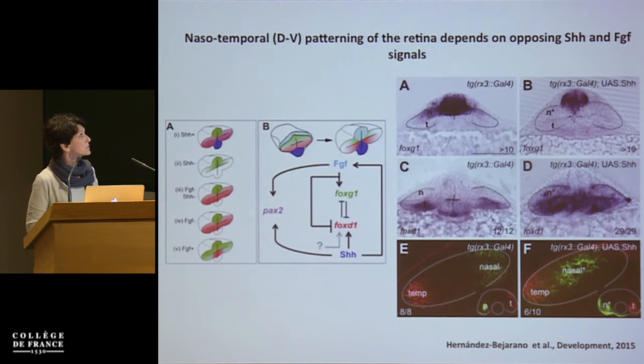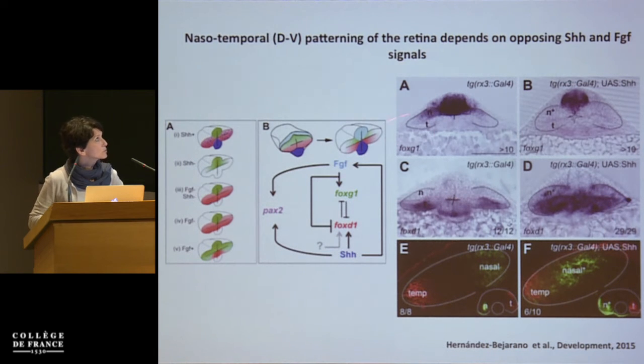Work from Michael Brand's lab and from Maria Hernandez in the lab, under the guidance of Florencia Cavodeassi when she was still in the lab, have shown that nasotemporal, or if you want, dorsoventral patterning of the optic vesicles in zebrafish is very much controlled by the interplay between sonic hedgehog on the ventral side and FGF on the most dorsal side, so that these two morphogens regulate in turn the expression of two transcription factors, Foxd1 on the ventral side and Foxg1 on the dorsal side, which in turn regulate each other.